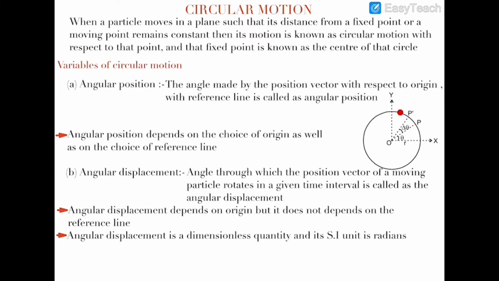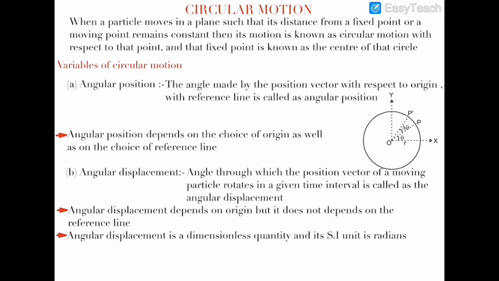So you can see this circle. If this particle is moving in such a way that its distance from this point O is always constant, which is the radius of the circle, then this particle would be said to be in the state of circular motion with this point O as the center of the circle.